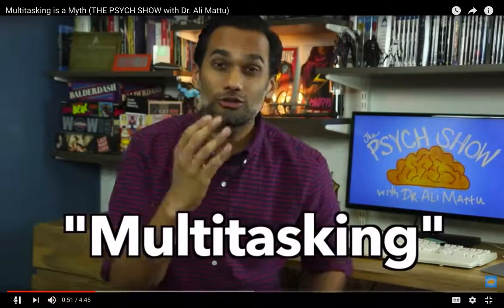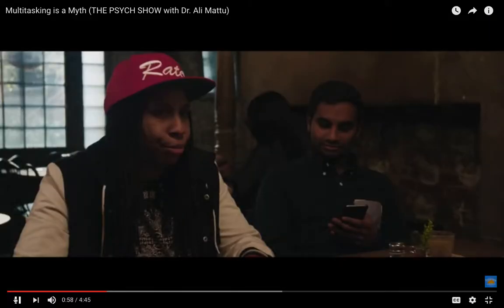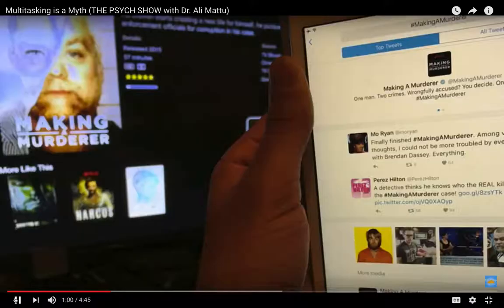Technology has completely changed how we interact with each other, our work, and ourselves. We're bombarded with 5 times as much information as we were in the 80s. It pulls us in through immediate notifications, and people expect immediate responses no matter where you are and what you're doing. Most of us cope by multitasking, doing 2 things at once. We keep our email open when we work on our documents, continue texting with one group of friends when we're hanging out with another, and scroll through our Twitter when we're watching Netflix.